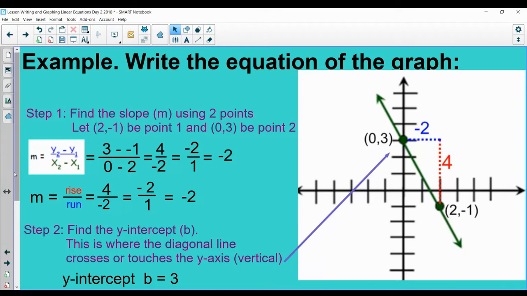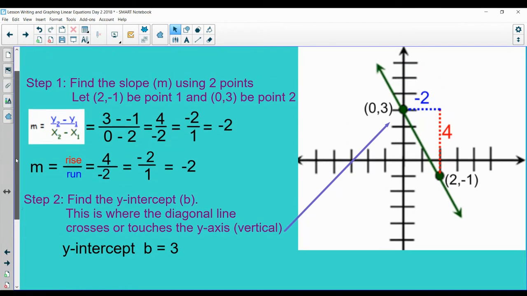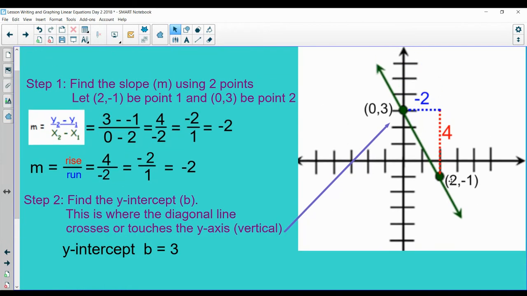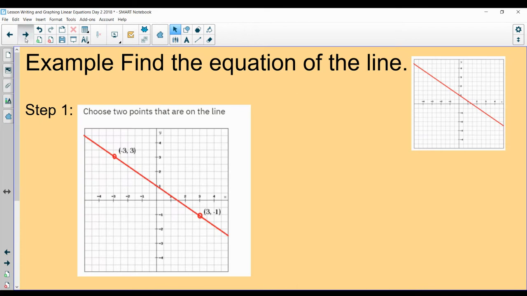Step 2 is we have to find the y-intercept. The y-intercept is where the diagonal line crosses the y-axis right here, or it could just touch it. So in this one, it touches at the point (0, 3), so the y-intercept, the b value, is going to be 3. And then the third step is just to substitute in the values for m and b in the slope-intercept equation, so the answer would be y equals negative 2x plus 3. Okay, so let's go do some.